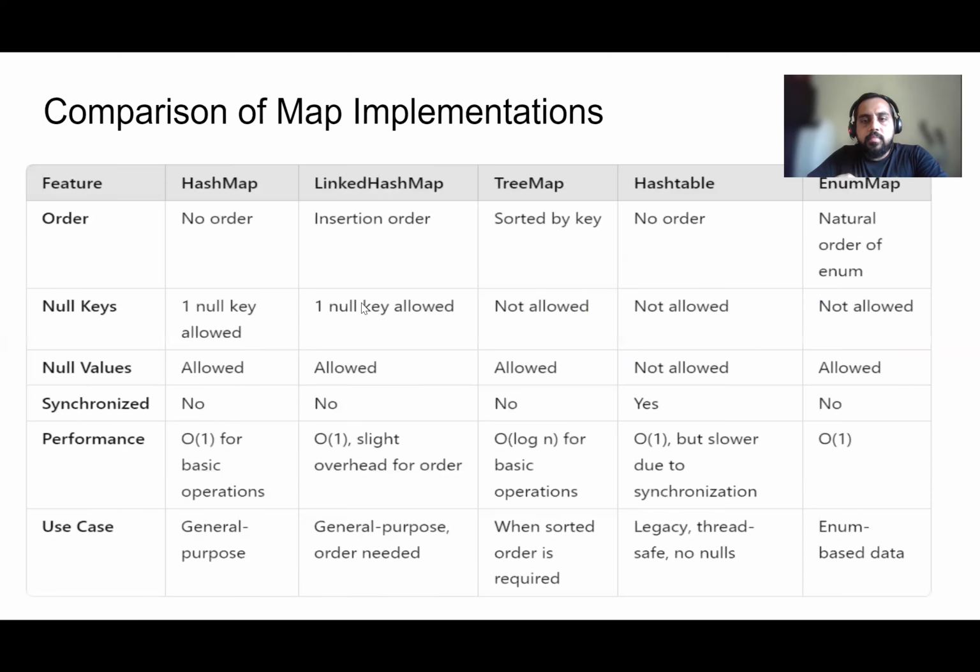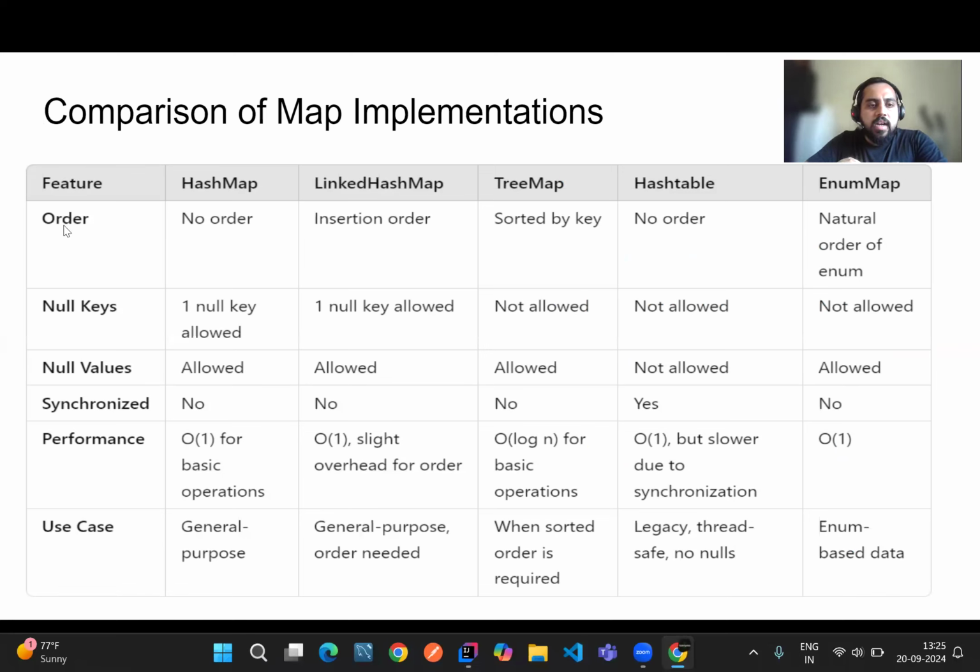Let's see the difference between all these we discussed so far. Take the order of insertion. For HashMap, there is no preservation of the order of insertion. LinkedHashMap will preserve the order of insertion. TreeMap is sorted; there is no concept of insertion order, it is sorted by keys. By default it's the natural order, that means ascending order. If you provide any custom comparator, it will sort the data based on that.